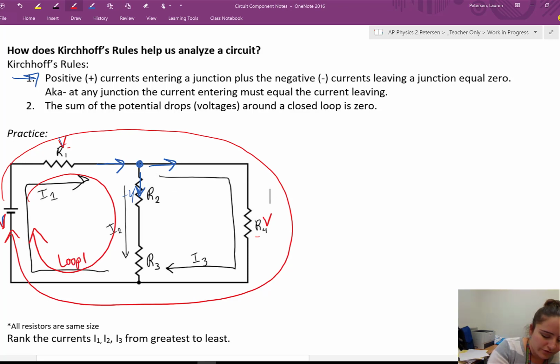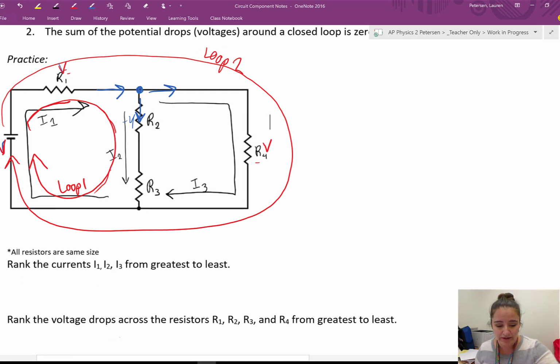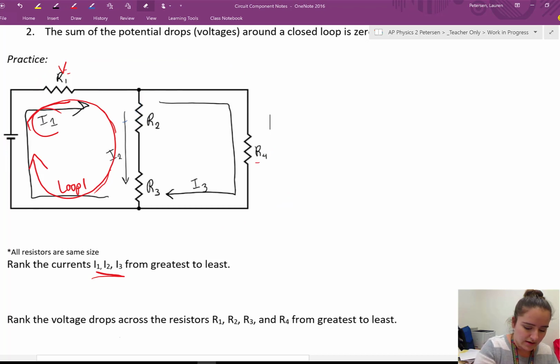The voltage from the battery has to equal the voltage drop from R1 plus the voltage drop from R2 plus the voltage drop from R3. And that's how you can use that loop rule to solve for anything in a circuit. This also helps us make sense of currents in a circuit. So if we were trying to rank these currents, let me go ahead and erase this so we have a clean place to start on.